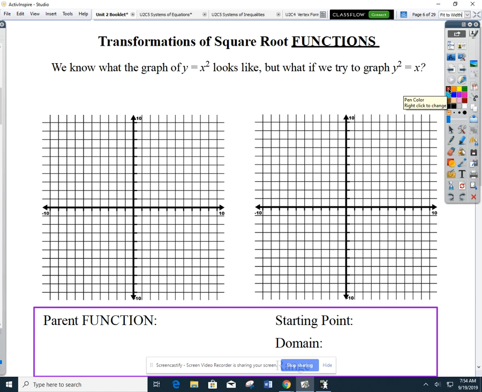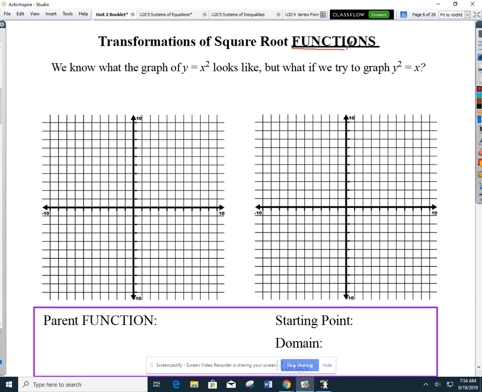One thing I want you to notice is it says transformations of square root functions, with "functions" in all caps. So in order to determine if something is a function, that means for each input, meaning for each number you plug into the equation, which is x, there is exactly one output, which is your y value. That's the definition of a function. So basically, you plug a number in and you get one answer.